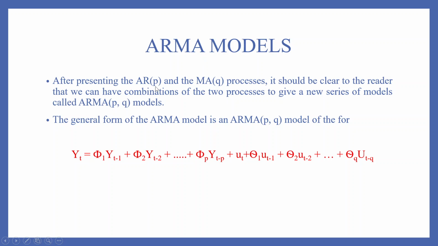ARMA model. They are the combination of autoregressive and moving average terms. After presenting the AR(p) and the MA(q) processes, it should be clear to the reader that we can have combinations of the two processes to give a new series of models called the ARMA(p, q) model. The general form of the ARMA model is given by this. So these are the terms for AR and these are the terms for MA.